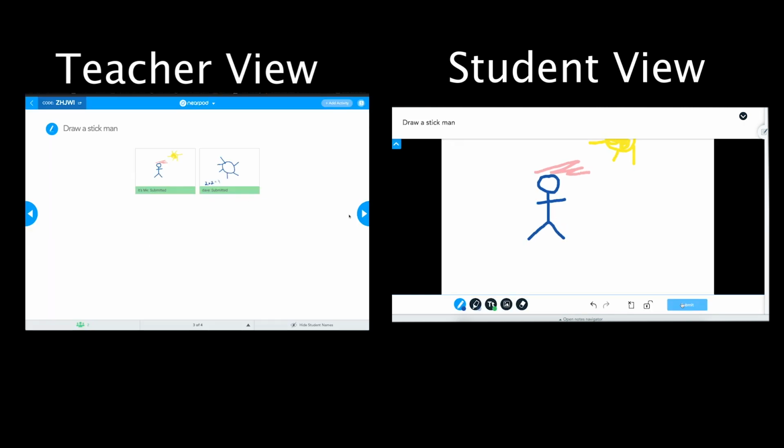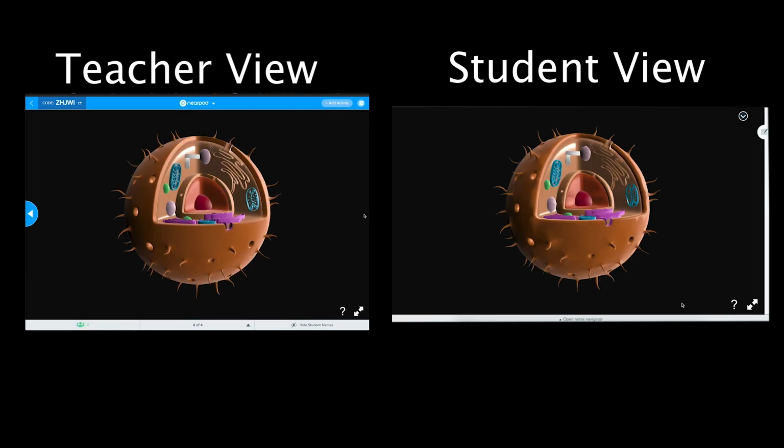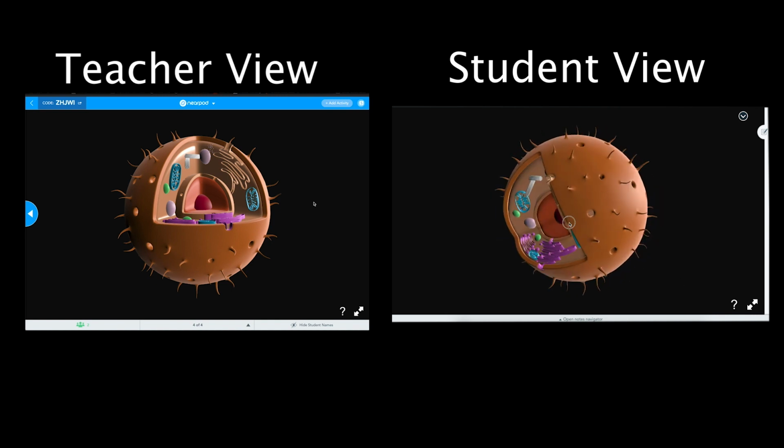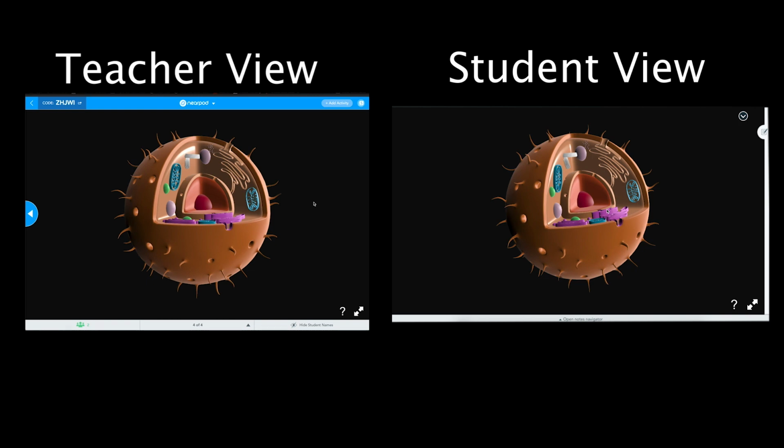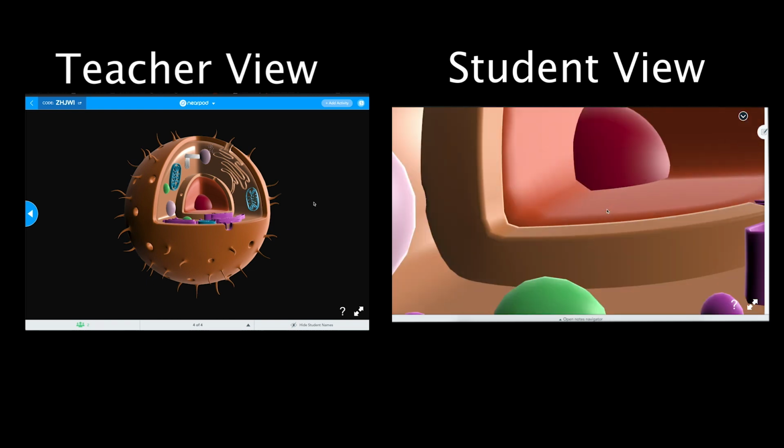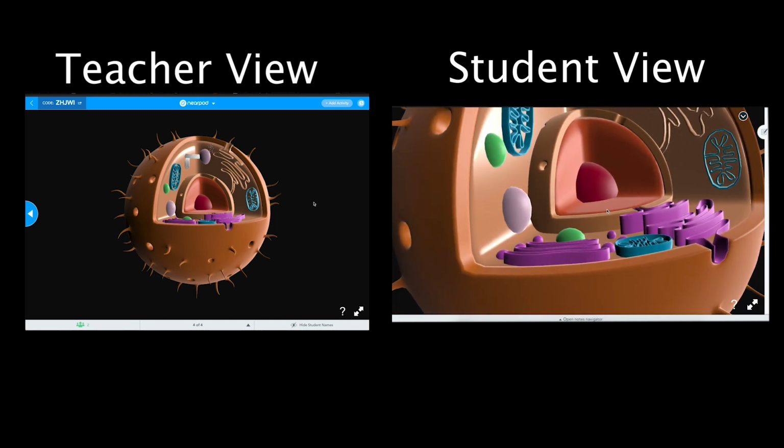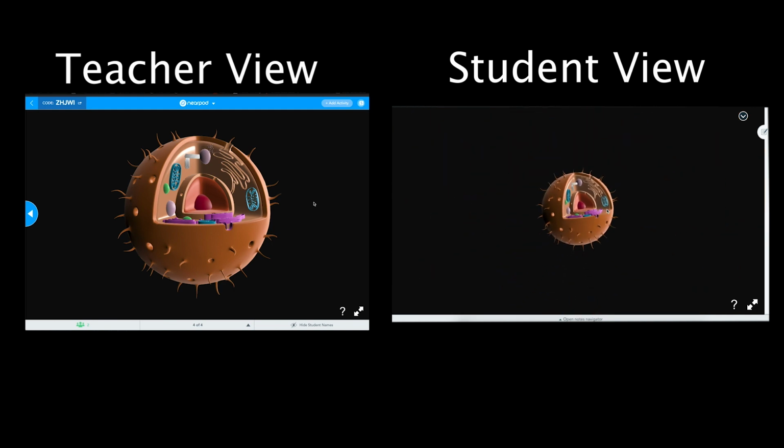Finally, we're going to take a look at the 3D model of the cell that we placed as our very last slide activity in our Nearpod presentation. And you can notice here that once that's brought up in front of the students, they're able to move it around, they can zoom in, they can zoom out, and they can investigate what the cell looks like.